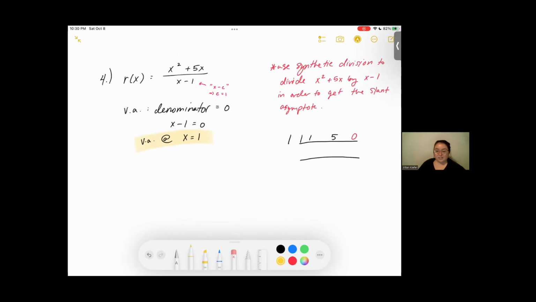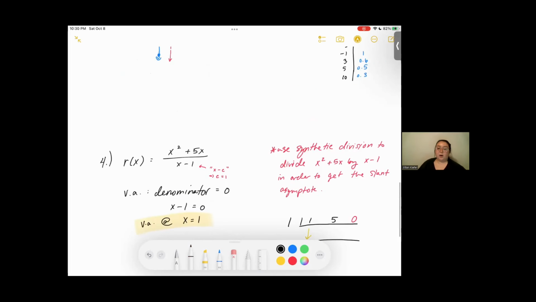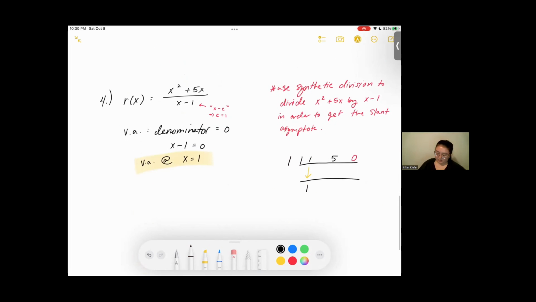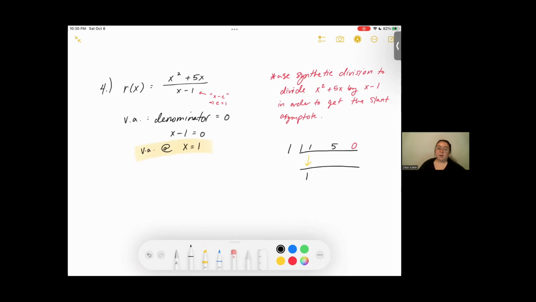Our first step when using synthetic division is that you want to copy down the first term. Every single time, you always want to start with that. You want to copy down the very first term into the bottom row. Then you're going to multiply your value of c by that value in the bottom row and write your result in the middle row. So we have 1 times 1 is equal to 1. And you're going to add the column. So 5 plus 1 is 6.